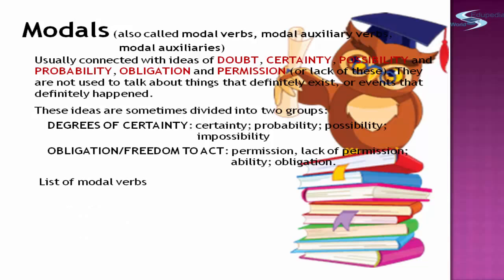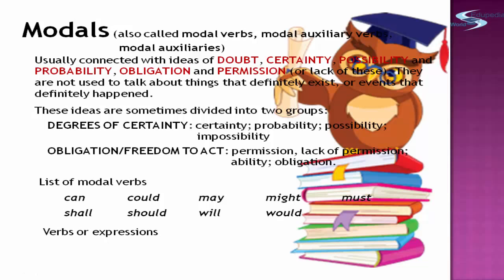The following is the list of modal verbs. We have can, could, may, might, must, shall, should, will, would, and we also have verbs or expressions like dare, ought to, had better, need not.